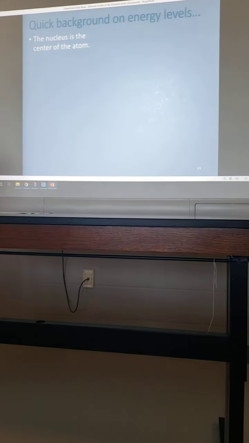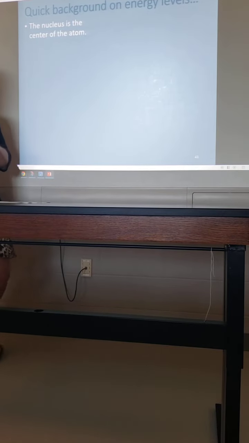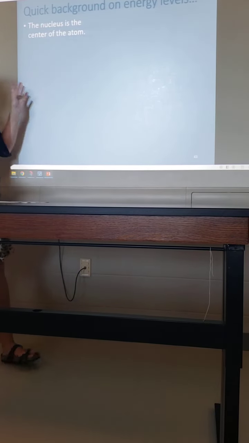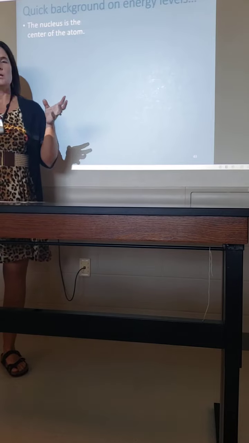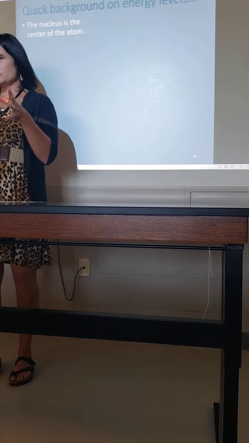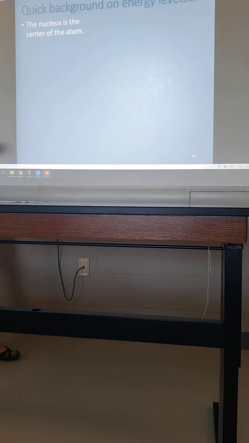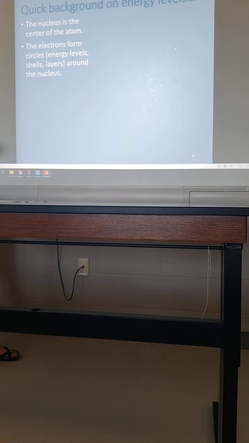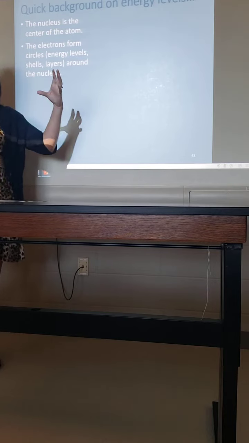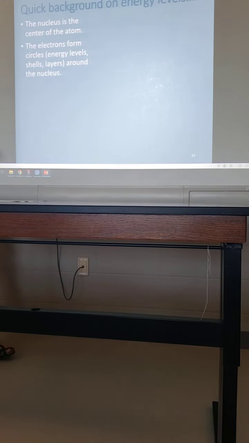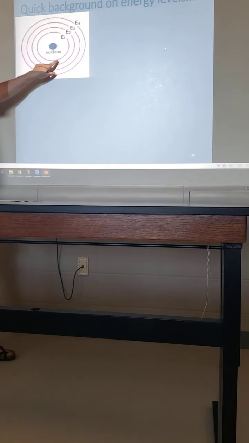So this is not in your notes, but I want to go through this and show you real quick. The energy levels, we talked about it yesterday. I don't know how clear it was, so I just want to do a quick little refresh on it. Obviously, we understand that the nucleus is the center of the atom and that the electrons form circles around that nucleus. Sometimes we'll call them energy shells, levels, layers, but here's our nucleus, here are our energy levels.